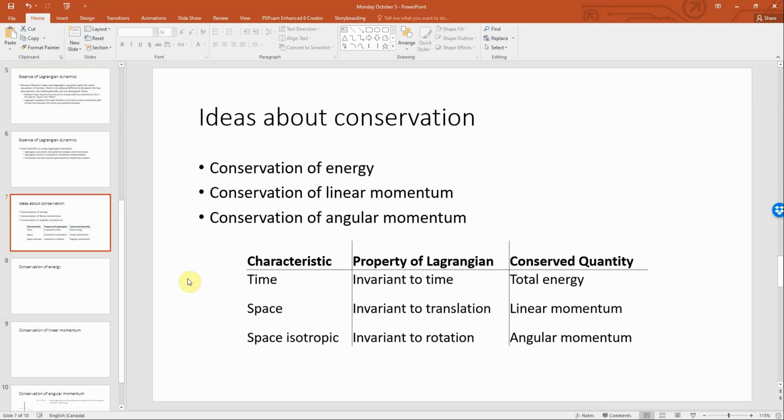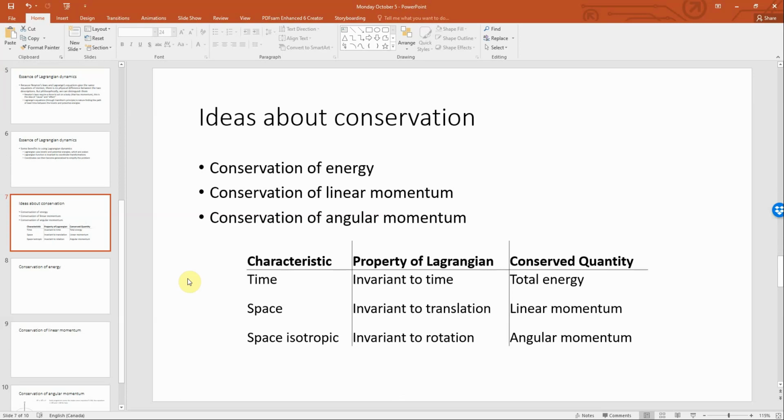And so we can use these kind of idealized cases. If we have conservation of energy, then that means the energy doesn't change as a function of time, okay? Energy is conserved means the energy at time 0 is equal to the energy at time 100 seconds or infinite seconds. This property of the Lagrangian is invariant to time. And so that means that the conserved quantity is total energy, the kinetic energy plus the potential energy.